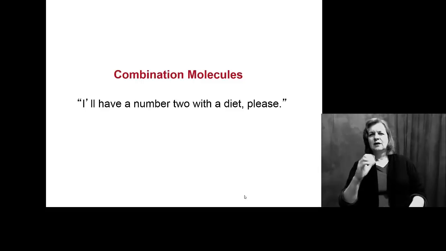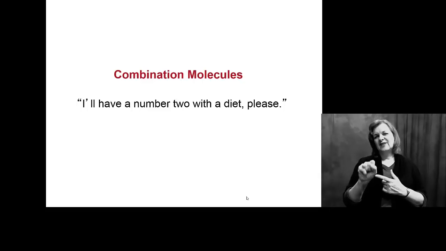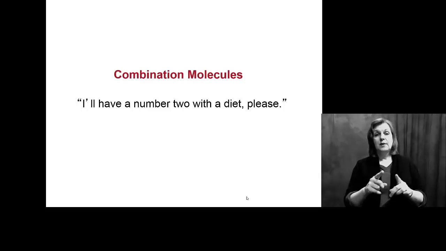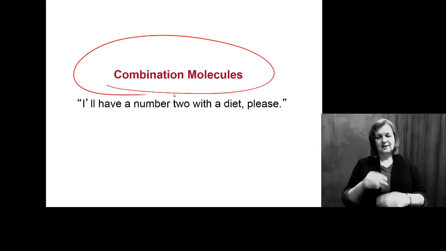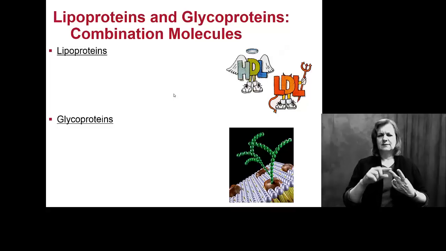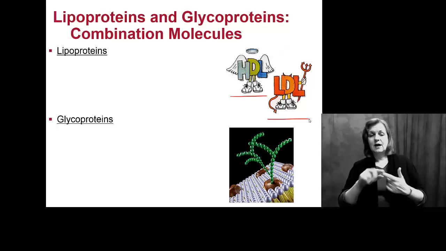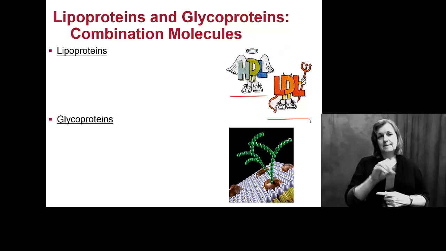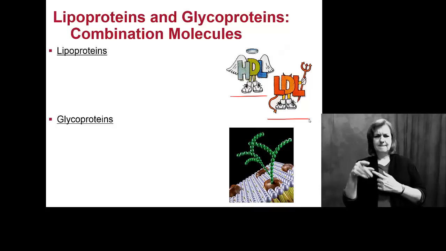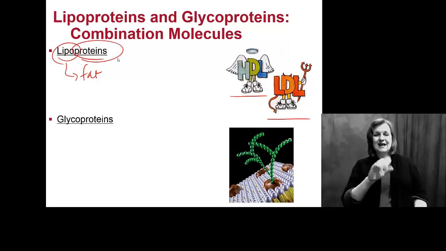Now, we talked about large carbohydrates, we talked about large proteins. Fats are a moderate size, like we talked about, but many of the things that we're going to see are actually what we call combo or combination molecules. So lipoproteins, I mentioned this to you, HDL and LDL. High density lipoprotein, low density lipoprotein. What is a lipoprotein? Lipo is fat, protein is protein. So it's a fatty protein.